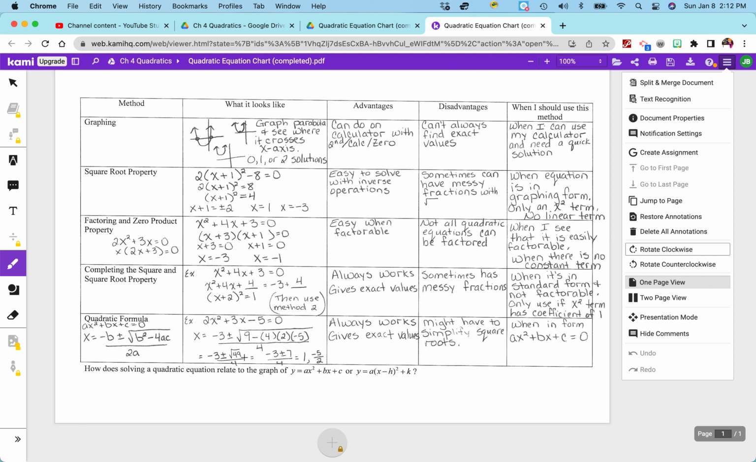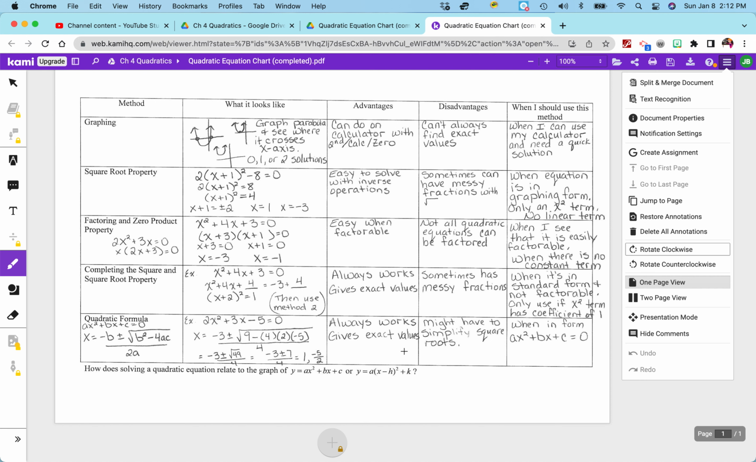Sometimes you are left with a square root in your answer because it doesn't simplify. So that's the quadratic formula. An advantage is it always works and it gives exact values. A disadvantage is you might have to simplify some square roots. And when should I use this method? When it's in the form ax squared plus bx plus c equals 0. Now, you're always allowed to use the quadratic formula because it always works and it always gives you exact values.